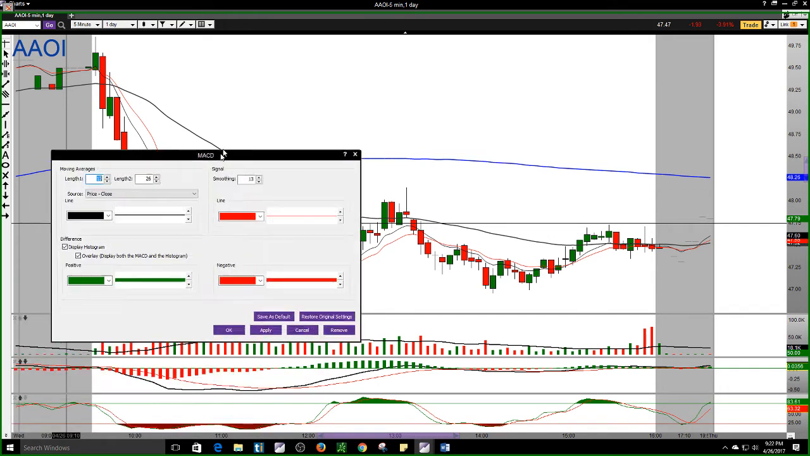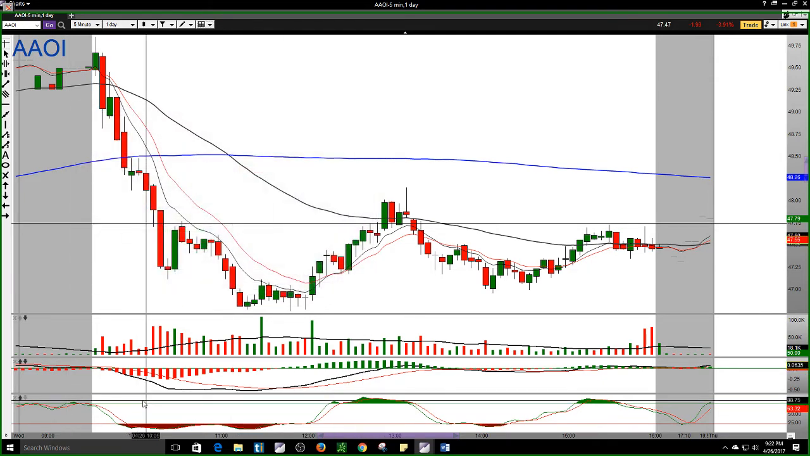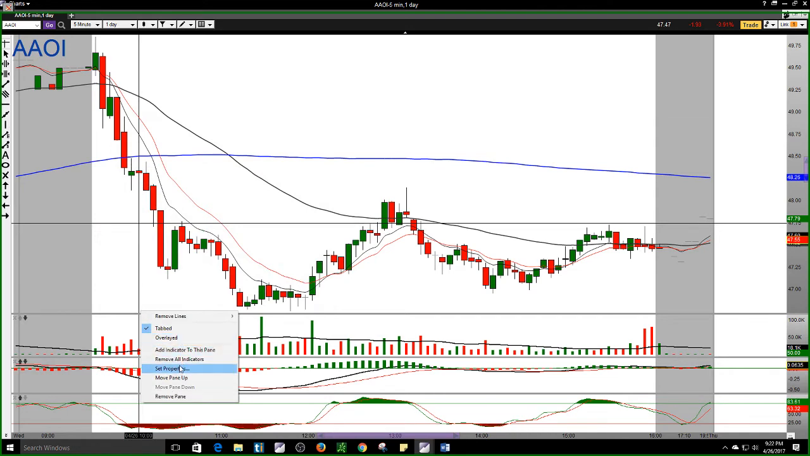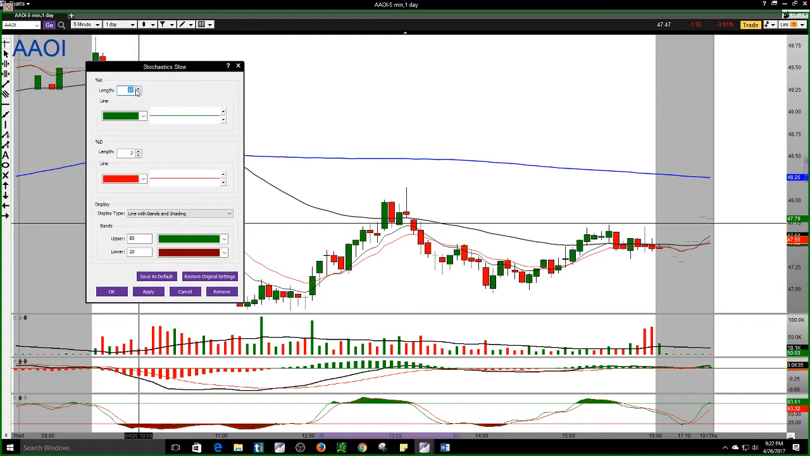This is my MACD information. 12, 26, 13 is my smoothing. So I use 13 because I use an 8 13 and I felt like 13 gives me enough duration on my chart. And for my stochastics, I use slow stochastics, 14 length. I have no idea why 14, but anyways. And 80 and 20 I think comes with the default. So those are my stochastics.